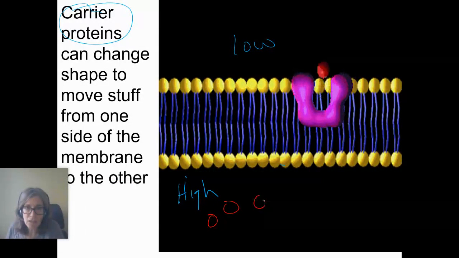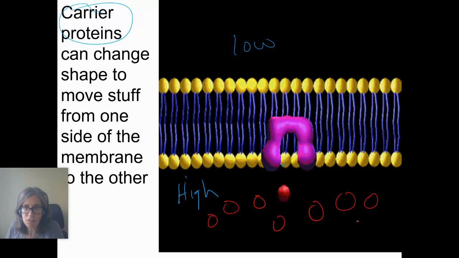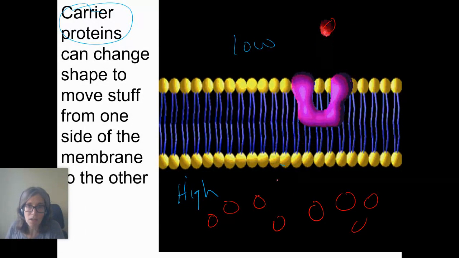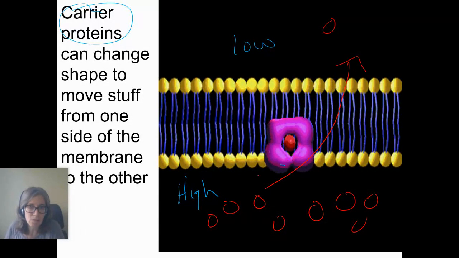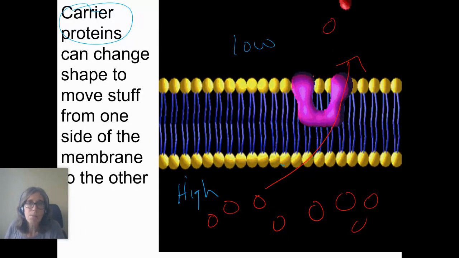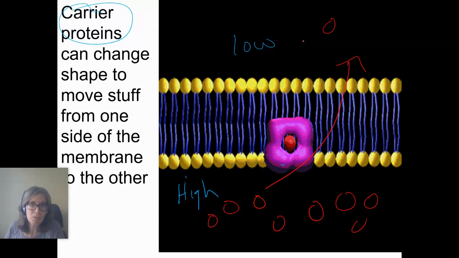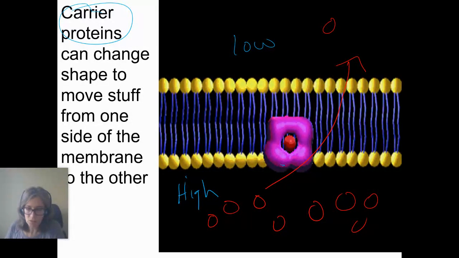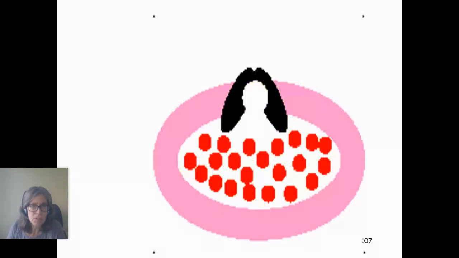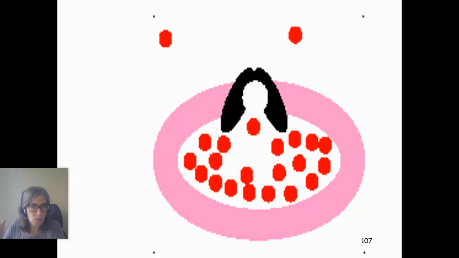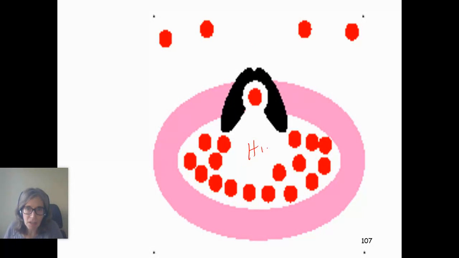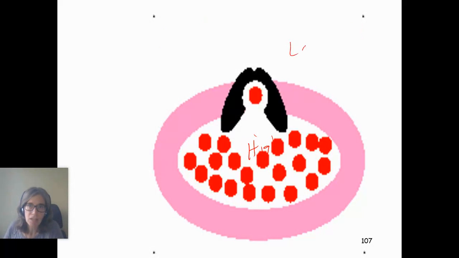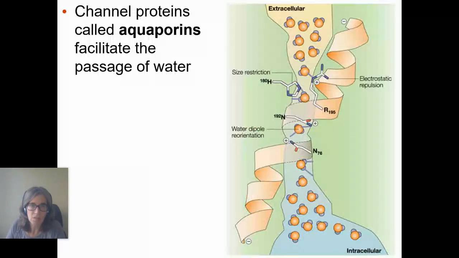So if this is a high concentration of little red dots out here and you have fewer of them here, then mainly those red dots are going from high concentration to low. But it's sort of random. If you ended up at some point having more of them here, it just as easily would bring them back in the other direction. Not using any energy for it. Here's another carrier protein that just spans the whole cell membrane. I just wanted to show you that example. In this case, the high concentration is inside, sent out to a low concentration outside.